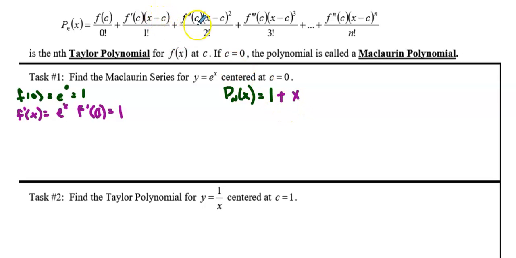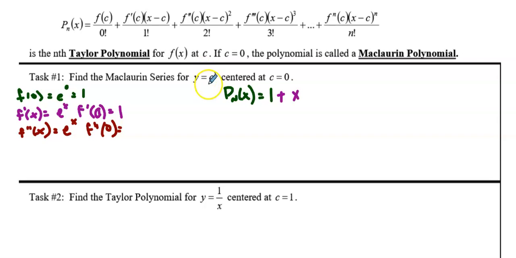And then the next part about this is, let's find the second derivative. So f double prime of x. Well, you guys are going to see clearly a pattern here that no matter what derivative I find, my derivative is always going to be e to the x, right?